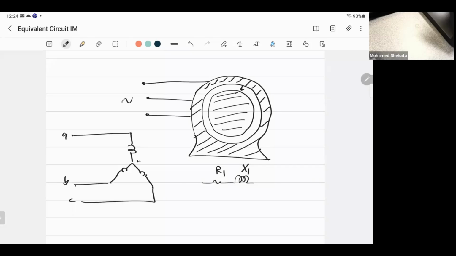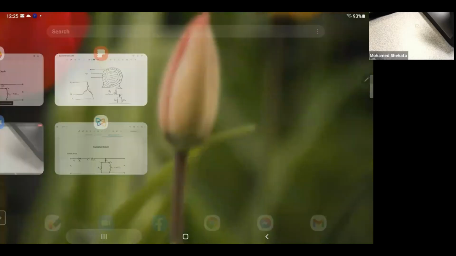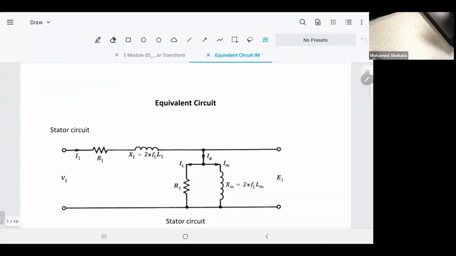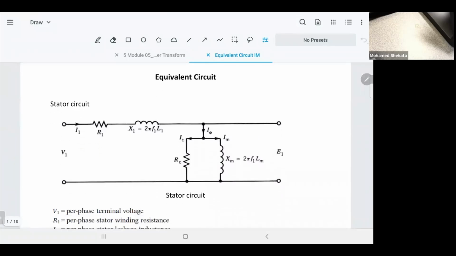As in the transformer, when we represented the primary side, we found out that even if we don't have load on the secondary side, we get some loss. We call it core loss. So we are going to have a core loss represented by RC, exactly like the transformer. It's stationary. And for the component responsible for magnetizing, we'll call it XM. So the stator winding has an equivalent circuit exactly the same as in the transformer. That will be the equivalent circuit for the stator winding only.